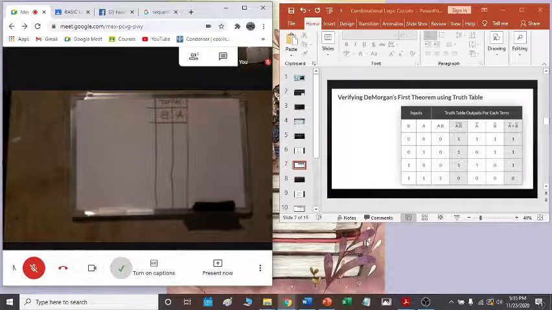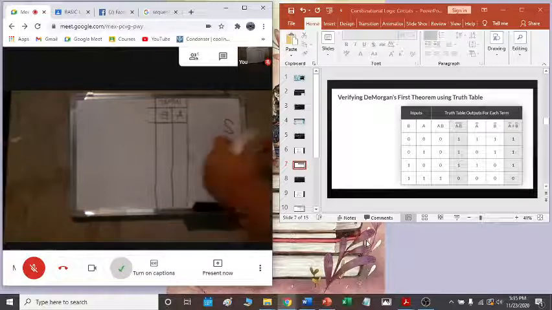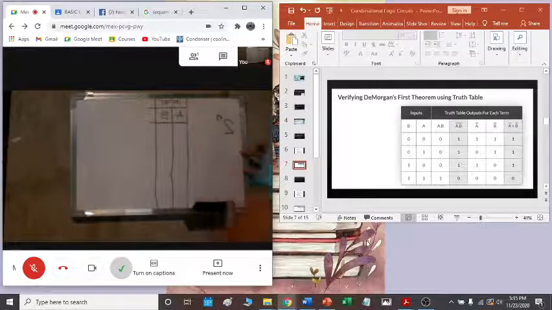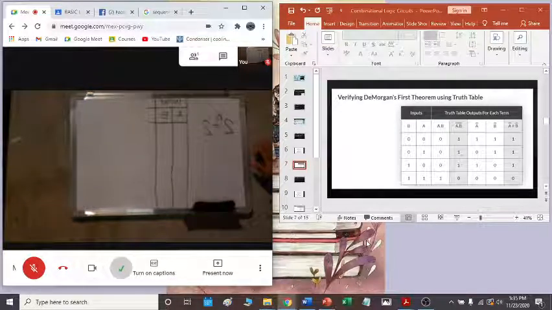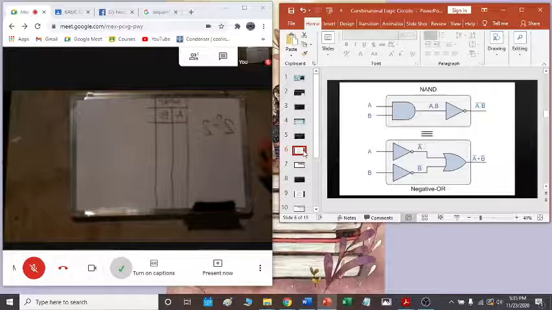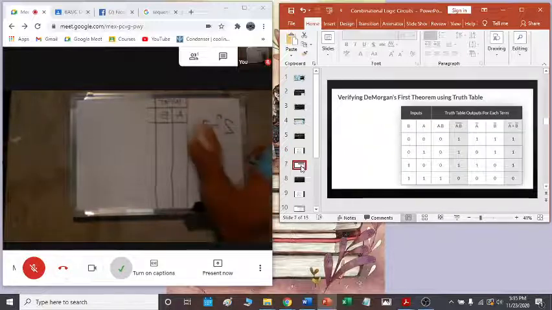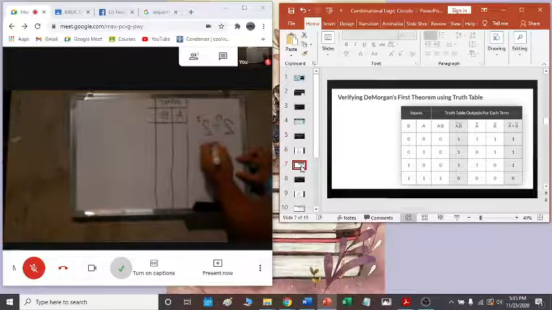So you have two inputs, and the number of possible combinations is 2 to the power of n. Since there are only two inputs, A and B, n should be 2. So 2 to the power of 2 is 4.